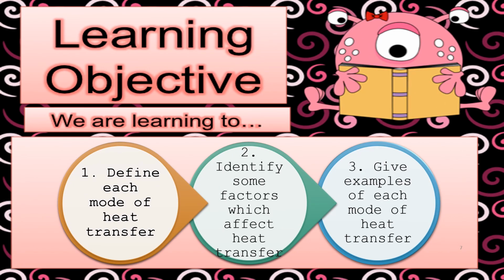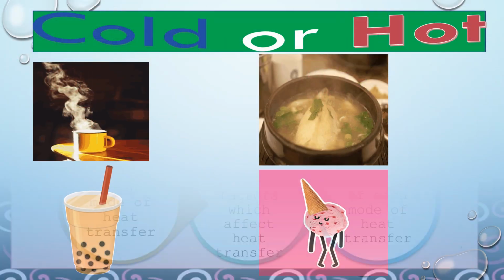First, we have to define each mode of heat transfer. At the end of this session, you must be able to define the different modes of heat transfer. How is heat transferred? What are the ways? Second, we have to identify factors which affect heat transfer. Lastly, we have to give examples of each mode of heat transfer.